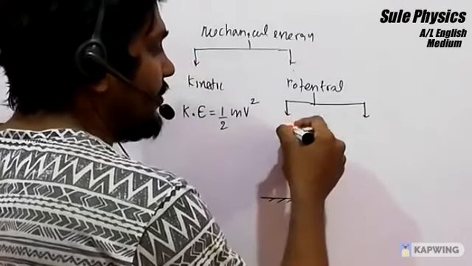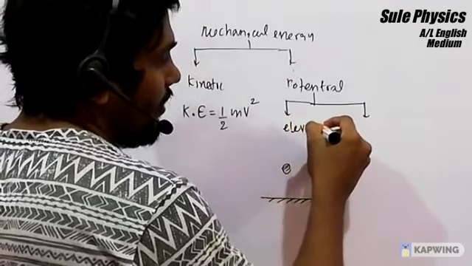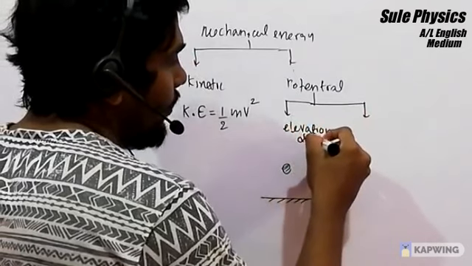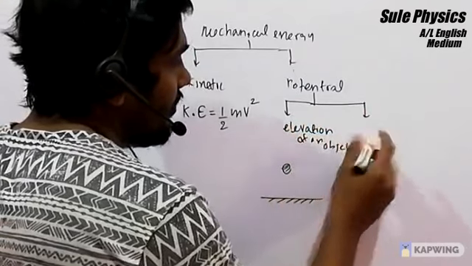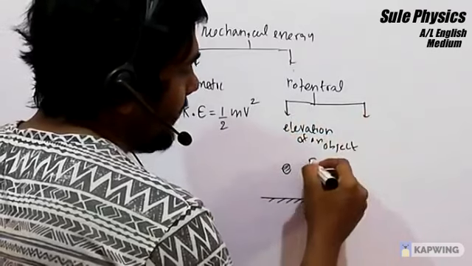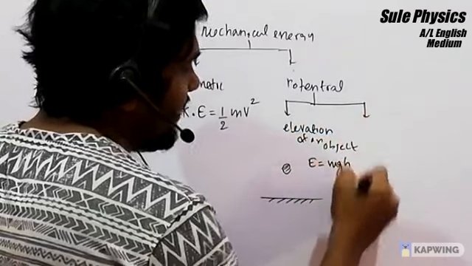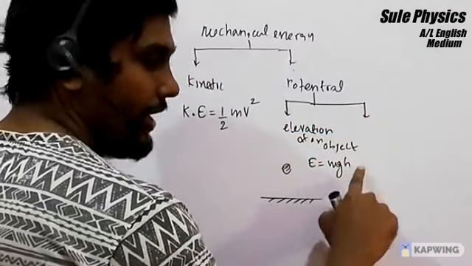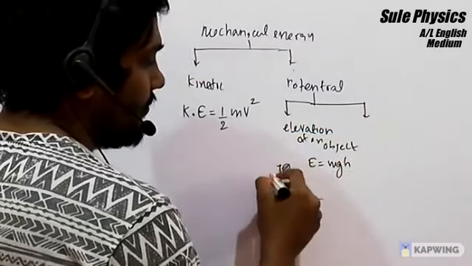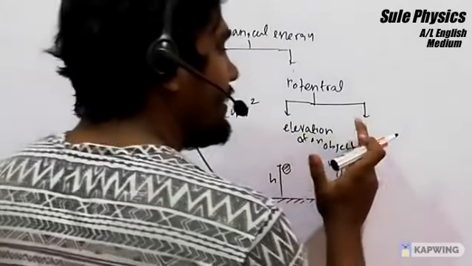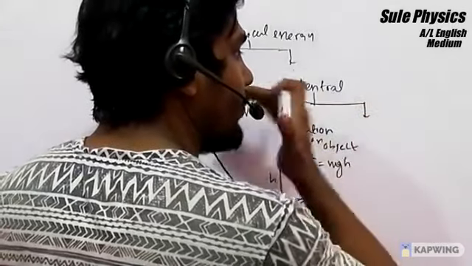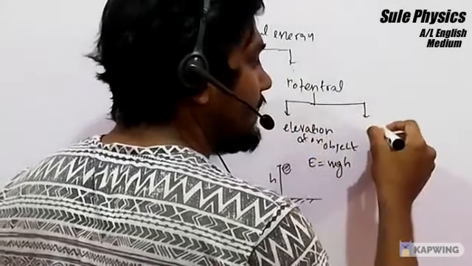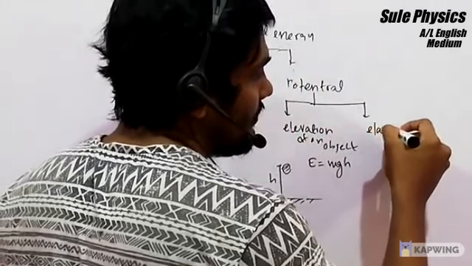Due to the elevation of an object, the energy, capital E, is equal to mgh: mass, gravitational acceleration, height from the ground. When it comes to the other category in potential energy, elastic potential energy.